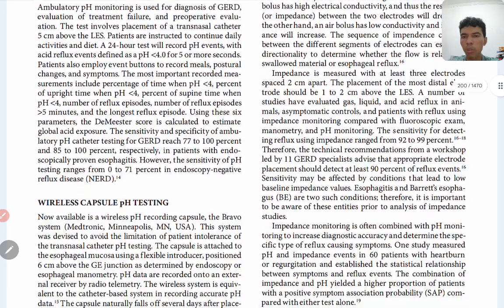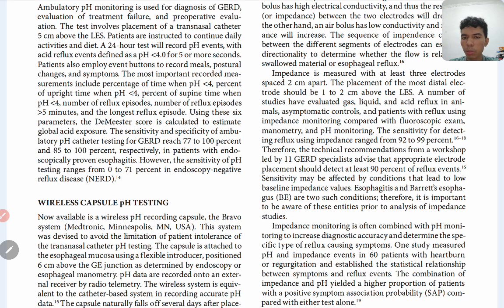The most important recorded measurements include percentage of total time when pH is below 4, percent of upright time when pH is below 4, percent of supine time when pH is below 4, number of reflux episodes, number of episodes longer than 5 minutes, and the longest reflux episode. Using these six parameters, the DeMeester score is calculated to estimate global acid exposure.